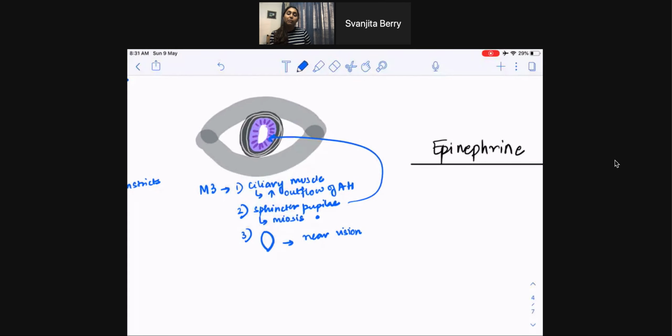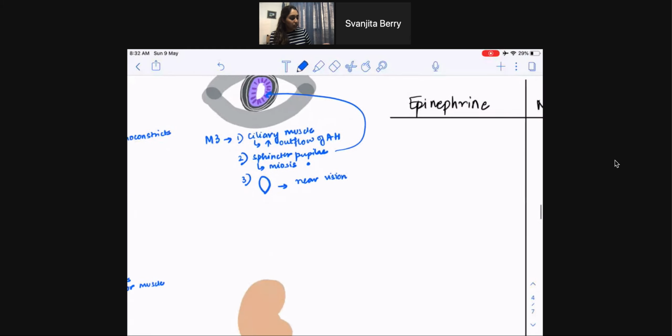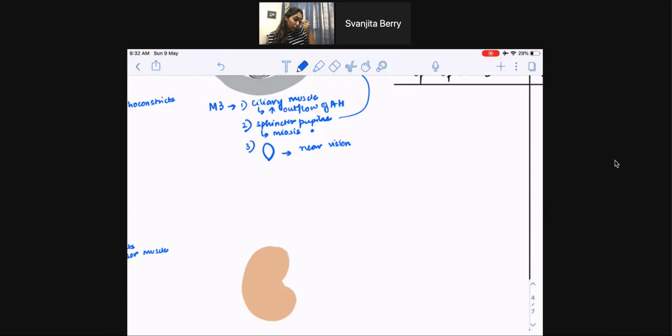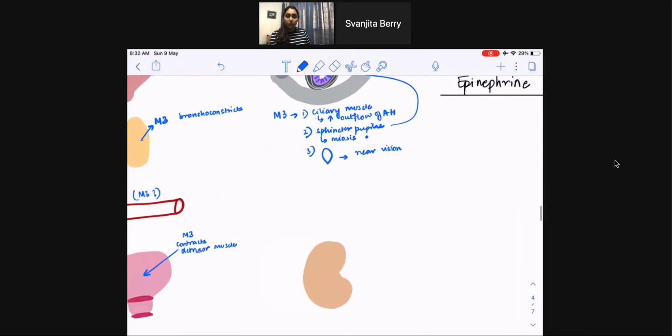And it should make sense because remember, M3, what type of receptor is it? It's a Gq. What does Gq do? It increases intracytosolic calcium. Why do we need calcium? For muscle contraction, right? So it's contracting the ciliary muscle, it's contracting the sphincter pupillae. So hopefully that makes sense. And we won't be discussing any parasympathetic to the kidney.